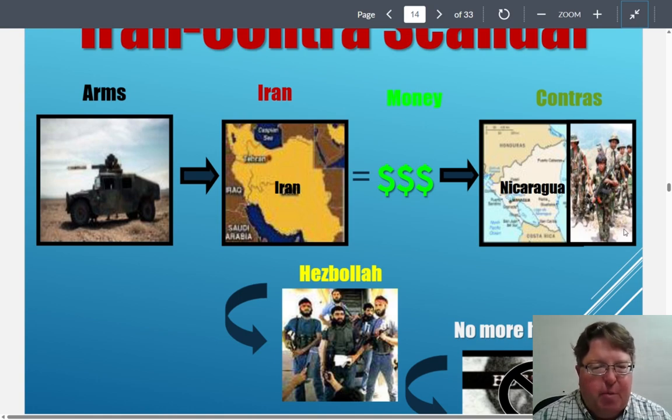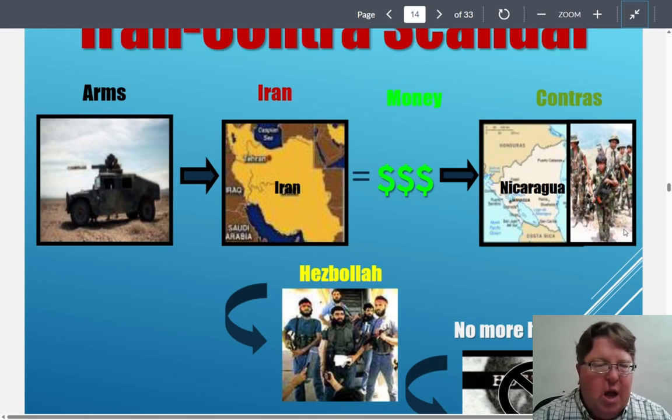What is Iran supposed to do once they get missiles? They're supposed to go to Hezbollah and tell them to release hostages. Hezbollah in Lebanon had kidnapped a couple dozen Westerners, U.S. and European journalists, preachers, CIA agents. And so we're selling missiles to Iran, through Israel, by the way. Selling missiles to Iran through Israel. Iran is going to go to Hezbollah, theoretically, and go release the hostages.